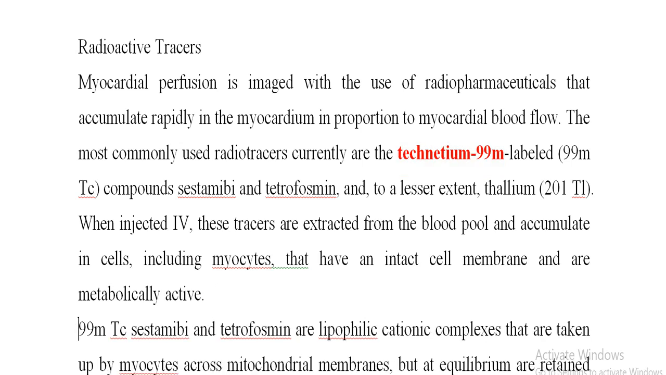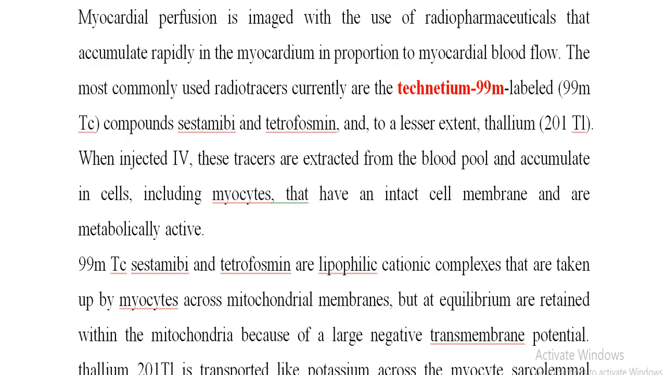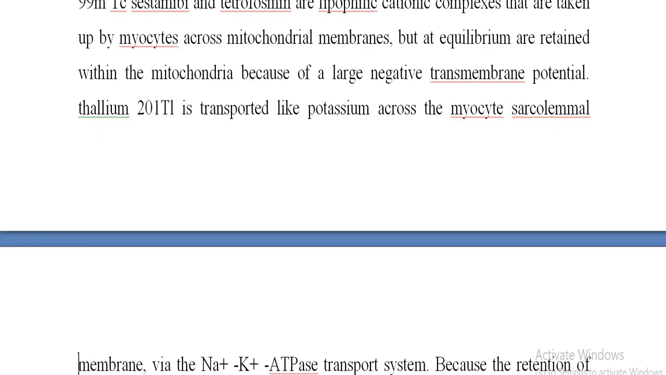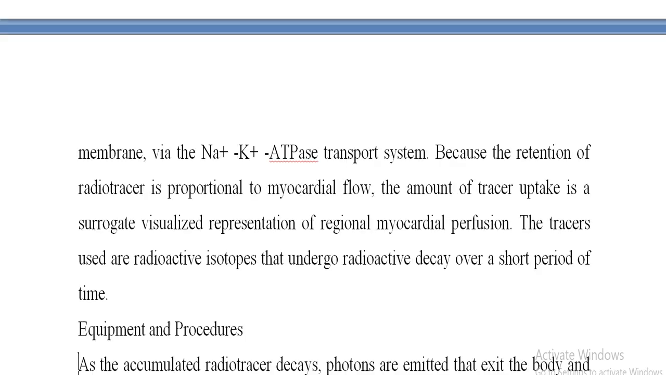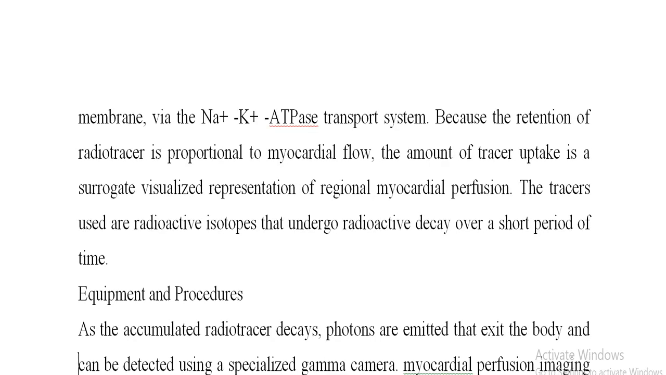99mTc sestamibi and tetrofosmin are lipophilic cationic complexes that are taken up by myocytes across mitochondrial membranes, but at equilibrium are retained within the mitochondria because of a large negative transmembrane potential. Thallium-201 is transported like potassium across the myocyte sarcolemmal membrane, via the sodium-potassium ATPase transport system. Because the retention of radiotracer is proportional to myocardial flow, the amount of tracer uptake is a surrogate visualized representation of regional myocardial perfusion. The tracers used are radioactive isotopes that undergo radioactive decay over a short period of time.